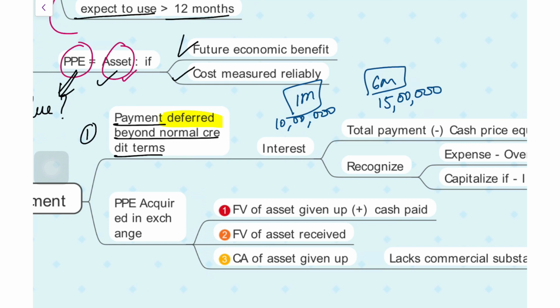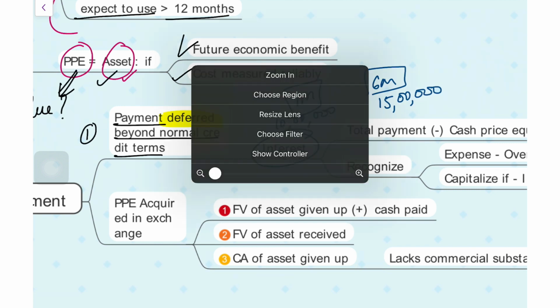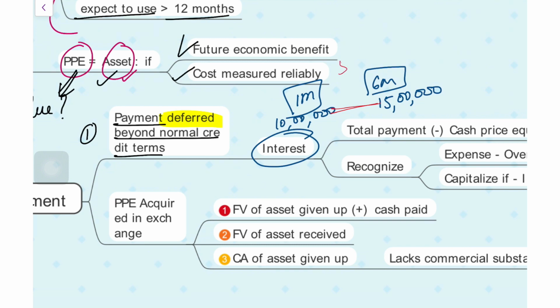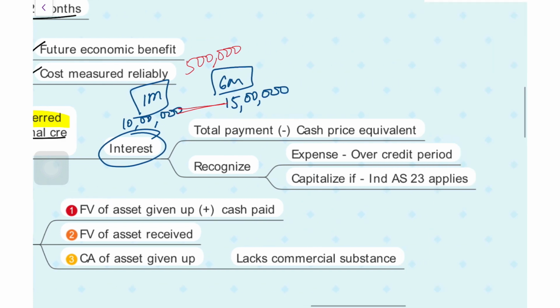Here, because the time has exceeded beyond the normal credit terms, you have to pay something extra. This hidden cost that you are paying here is known as your interest. This is the 5 lakh rupees, the difference between both. The 5 lakh rupees is your interest here, and you are paying it because there is a time value of money. As and when the time goes on, the value of the money goes less. The 10 lakh rupees that you will pay after 1 month will not be equal to the 10 lakh you are going to pay after 6 months. So you have to pay extra.